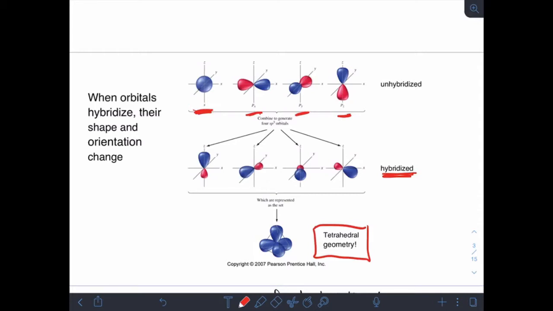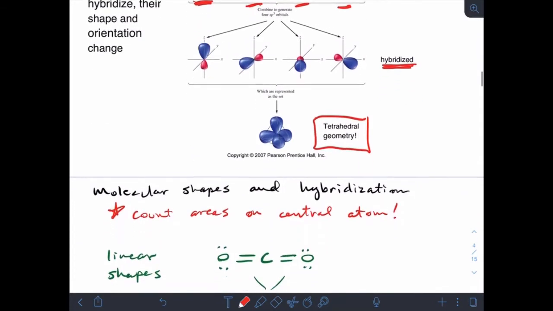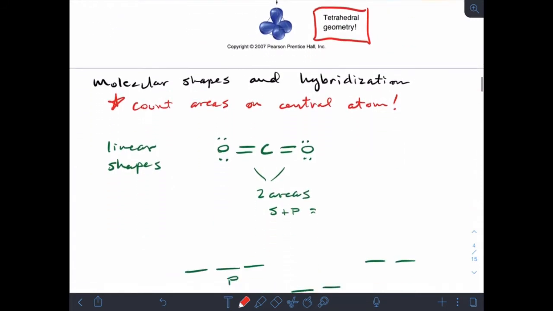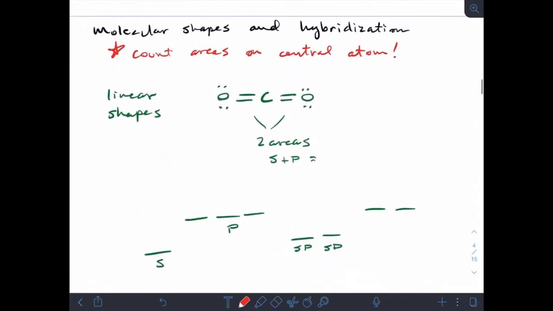Okay, so let's take a look at how we can look at the molecular shapes of different things. Okay, so determining the hybridization, that's what we want to do. We want to determine hybridization around a central atom or any particular atom. Just like we did in the previous section, we were determining geometries about a central atom. I'm going to use similar tactics to determine hybridization. Okay, so with things that have a linear shape, what you want to do is count the areas on the central atom, just like you did when you were determining geometry.